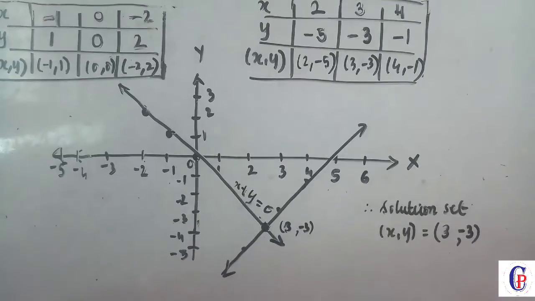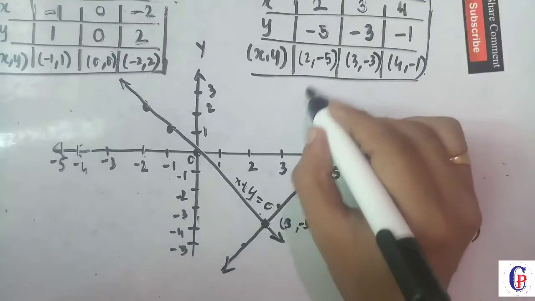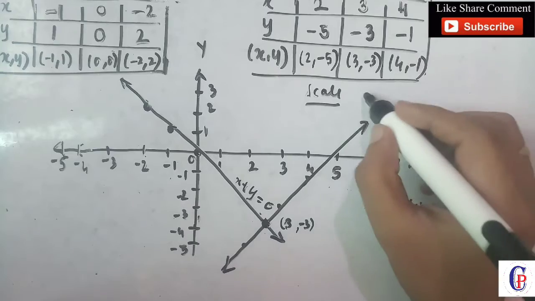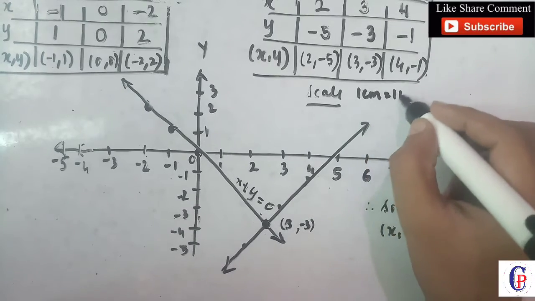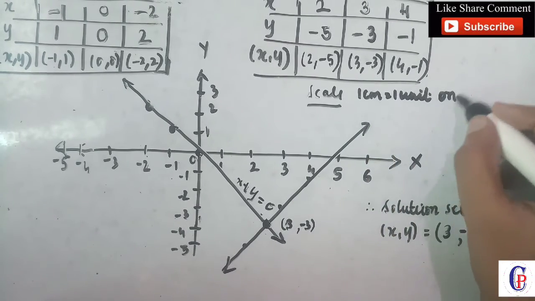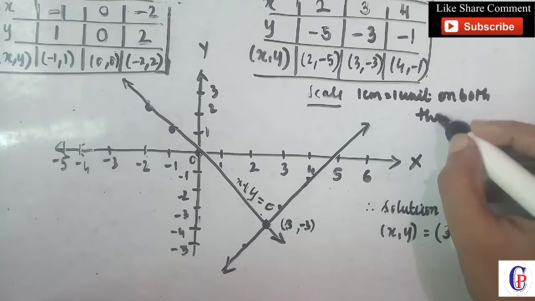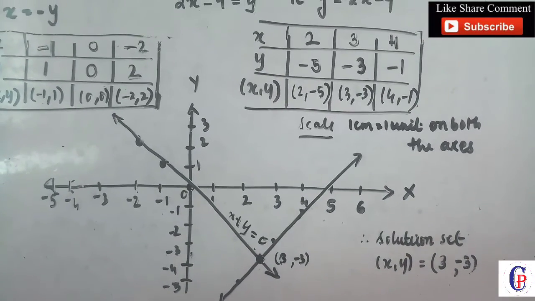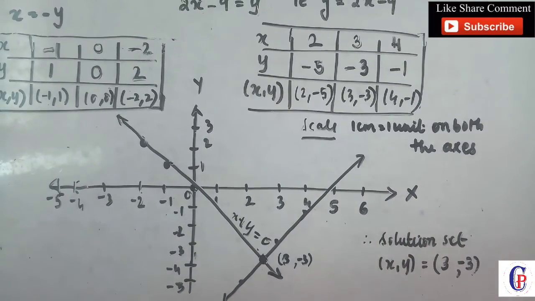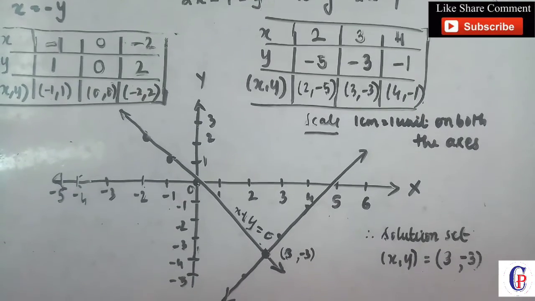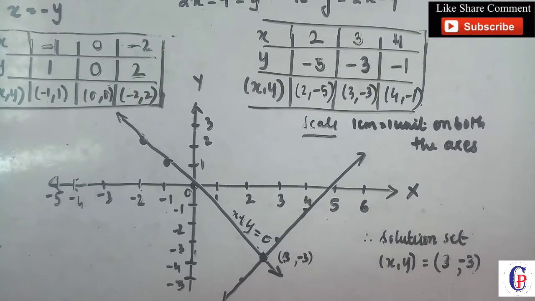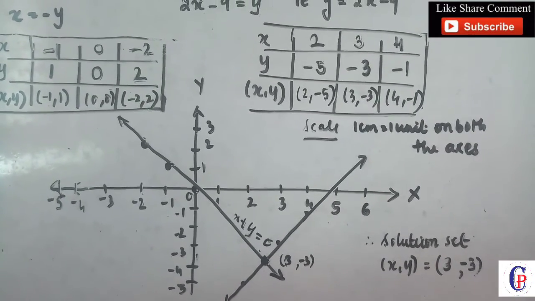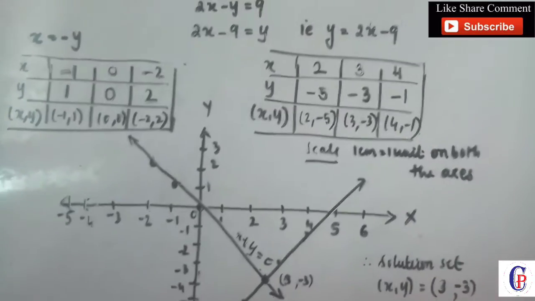Before drawing the graph, we have to write the scale also, that 1 centimeter is equal to 1 unit on both the axes. I hope you are clear with this. We will solve 2-3 more sums on this graphical method, so we will be very clear with the concept.